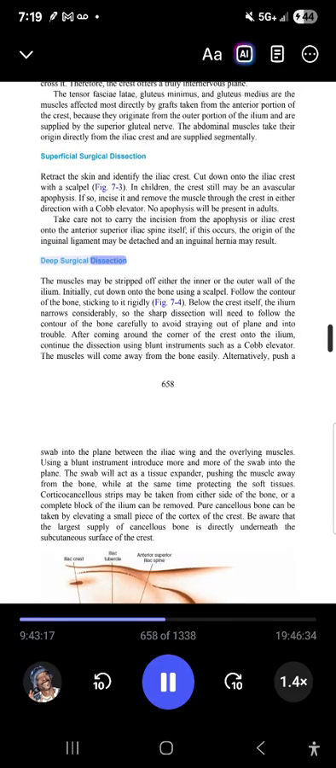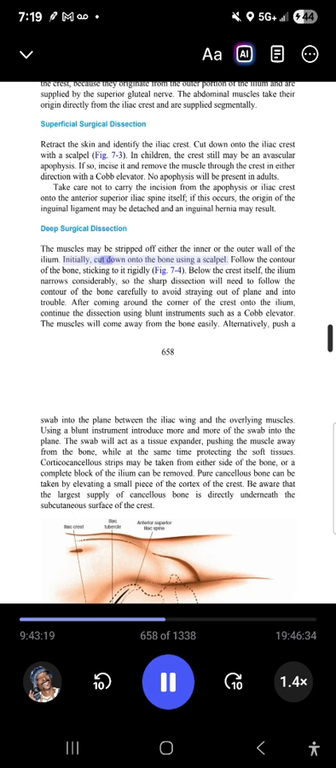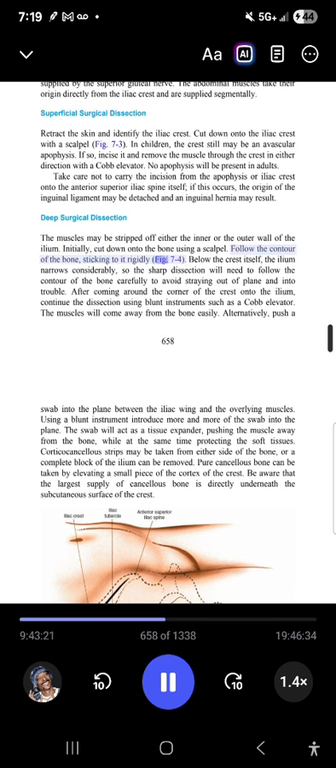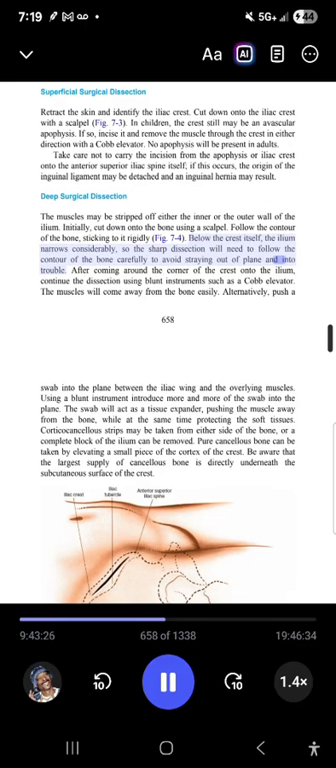Deep surgical dissection. The muscles may be stripped off either the inner or the outer wall of the ilium. Initially, cut down onto the bone using a scalpel. Follow the contour of the bone, sticking to it rigidly. Figure 7-4. Below the crest itself, the ilium narrows considerably, so the sharp dissection will need to follow the contour of the bone carefully to avoid straying out of plane and into trouble.